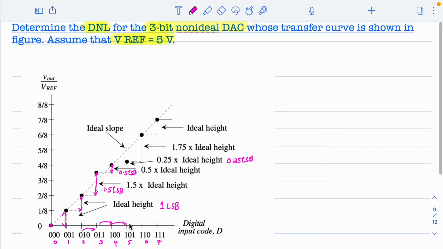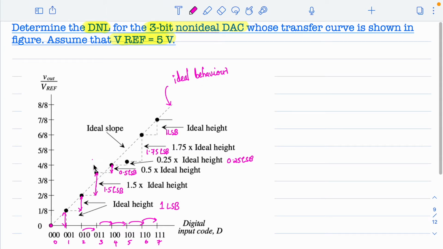And then from 101 to 110, you can see that the height is more than expected, which is 1.75 LSB. And finally from 110 to 111, it has come back to 1 LSB height. Now, in the graph you can see a dotted line. The dotted line is what we are expecting as ideal. So this is the ideal graph or the ideal behavior.